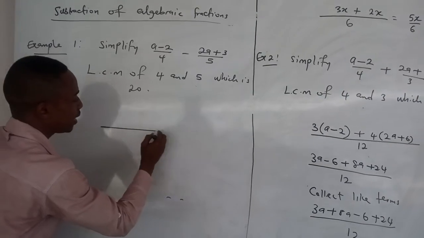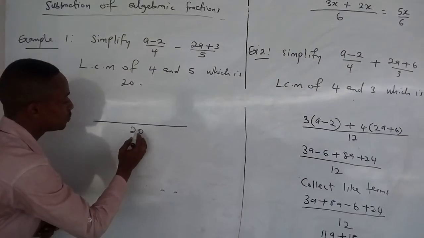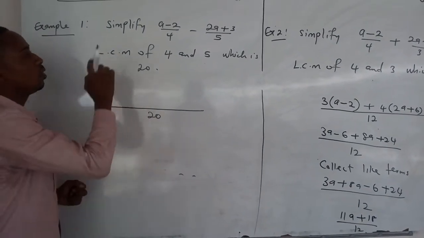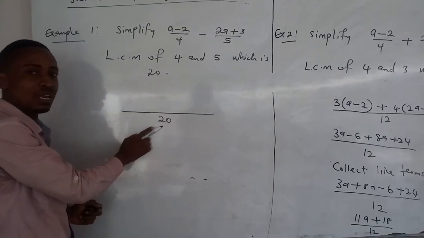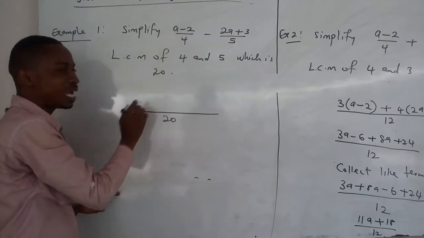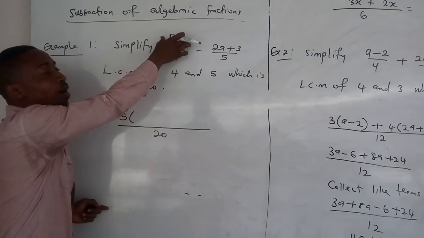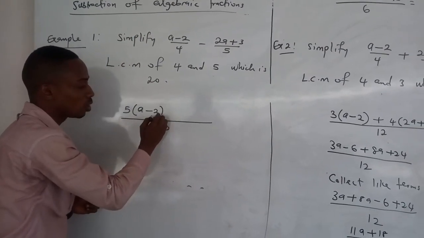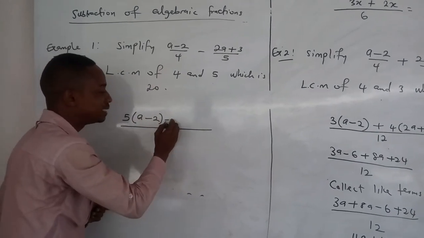The next thing, you rule a line like this. Please write your LCM down here. Now let's pick the question one by one. Look at the denominator. 4 in 20 will give you 5. Please note this. You don't multiply 5 with this. Write out your 5. Open a bracket and write out what you have at the numerator inside the bracket. A minus 2, close the bracket. Also, write this your sign, minus.